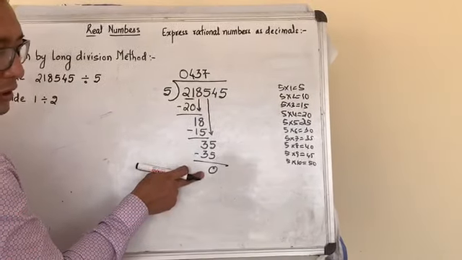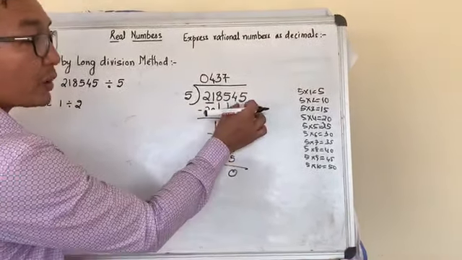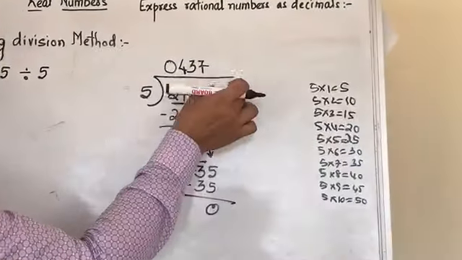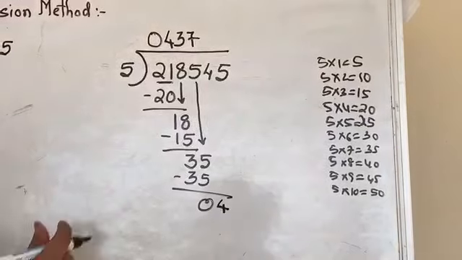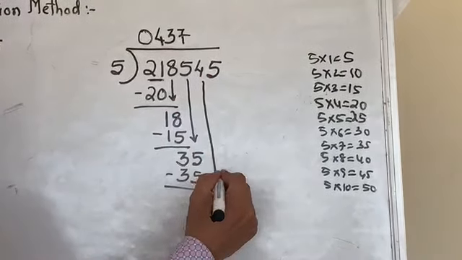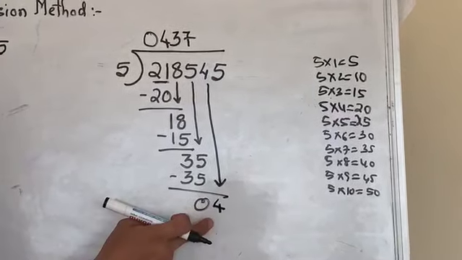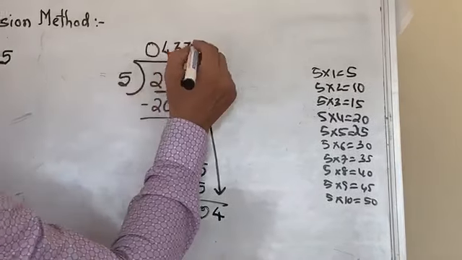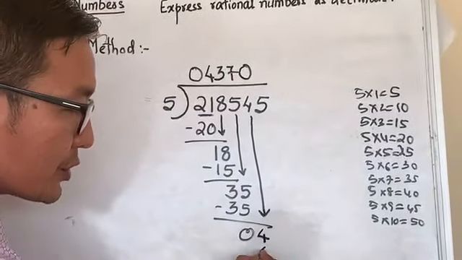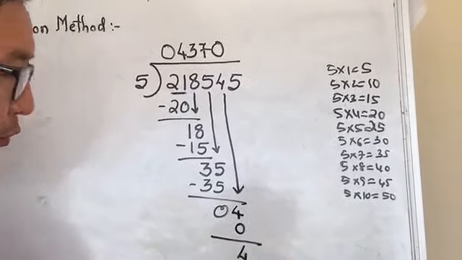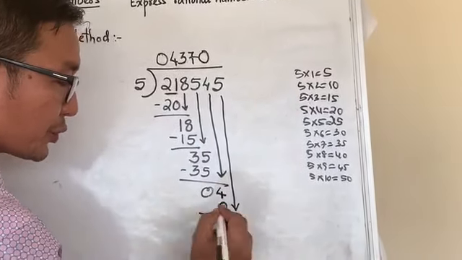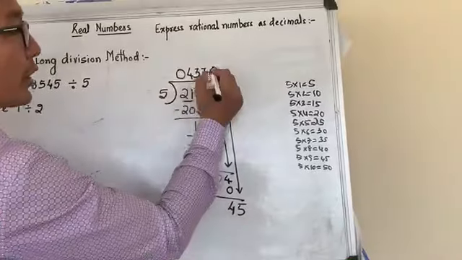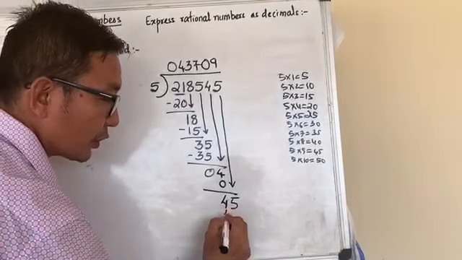The remainder is 0, so we need to take down 4. Now 5 goes into 4 zero times, so 5 times 0 is 0, and we get 4. And then in the last step we take down 5, so 5 goes into 45: 5 times 9 is 45.